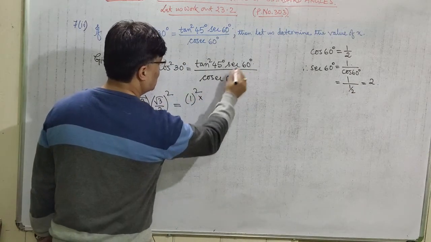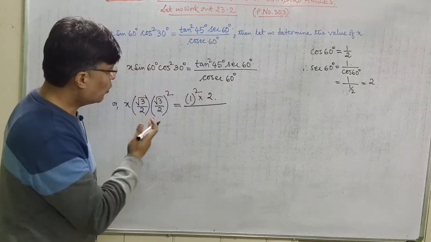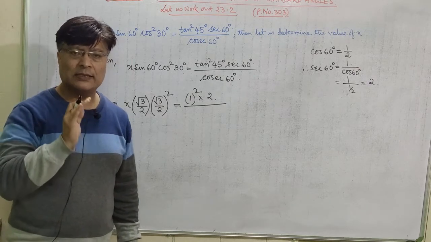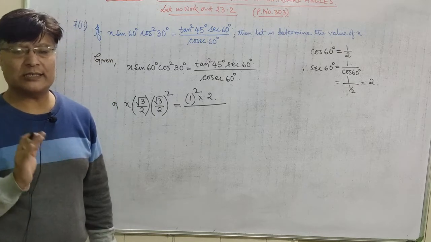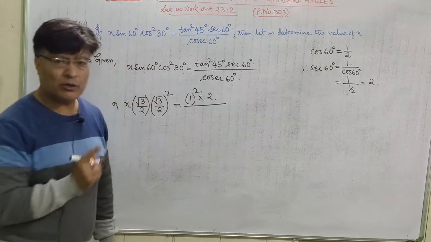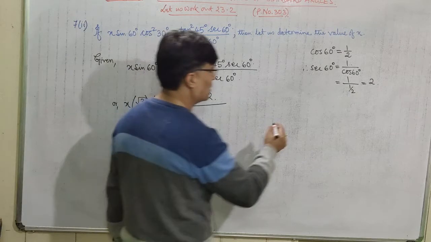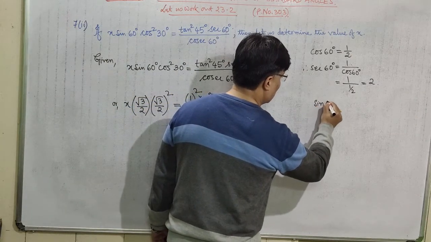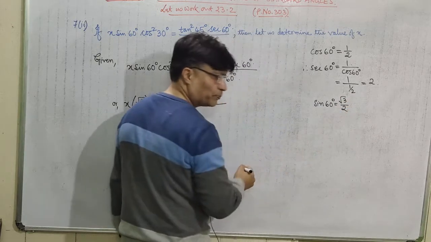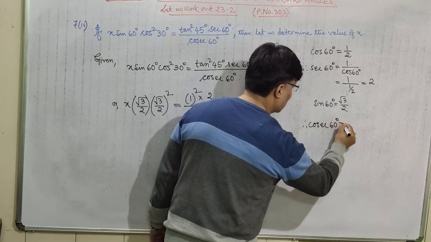So into this sec 60 degree is 2 whole divided by, so what will be the value for cosec 60 degree? Now you know that sine 60 degree and cosec 60 degree are opposite trigonometrical ratios. So in order to get the value for cosec 60 degree, you should know the value for sine 60 degree. So you know that sine 60 degree is equal to root 3 by 2. So what is the value for cosec 60 degree now?